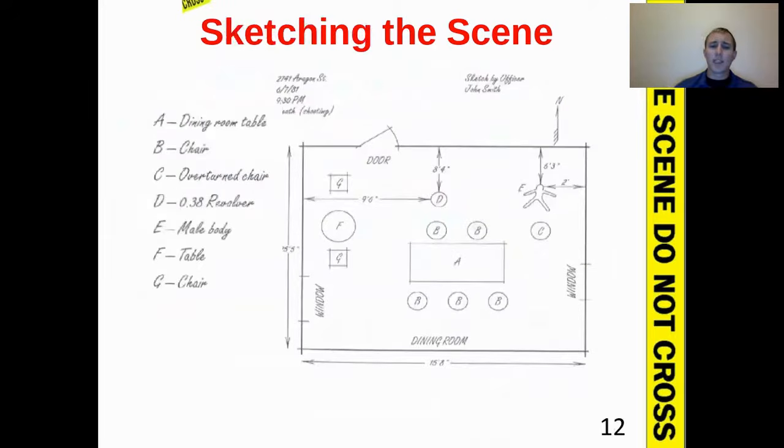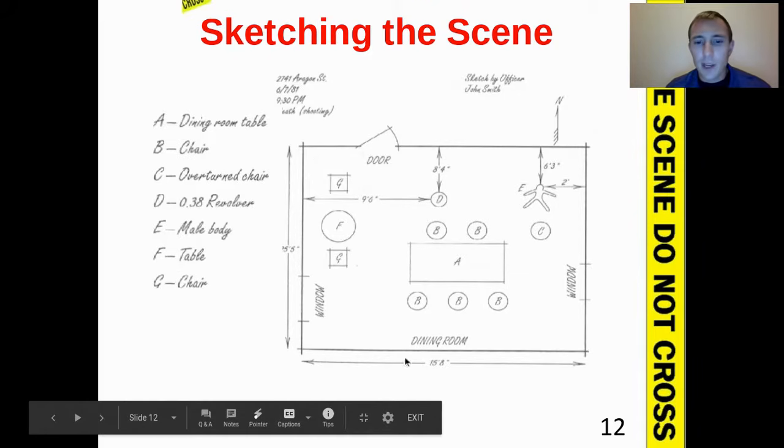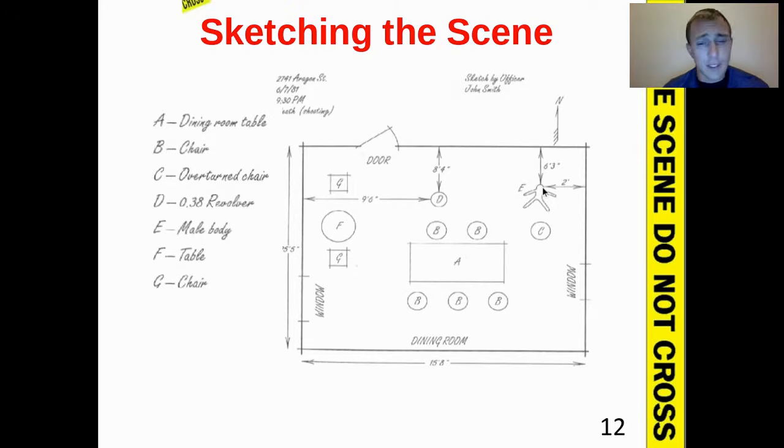So this is an example of a sketch. So notice how we have these objects here. So object D was a .38 revolver. And notice how they measured the distance between two walls. So now we know exactly where that object was. So notice how they've noted where north is. They've shown the location, the date, the time, the dimensions of the room, and then also various objects around the room in addition to the body of a victim here.